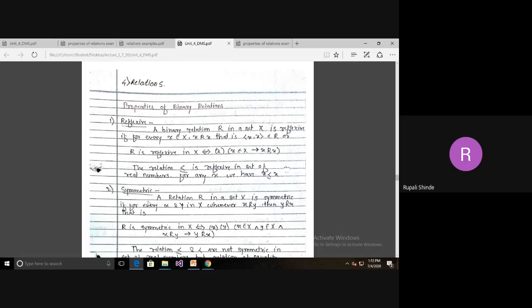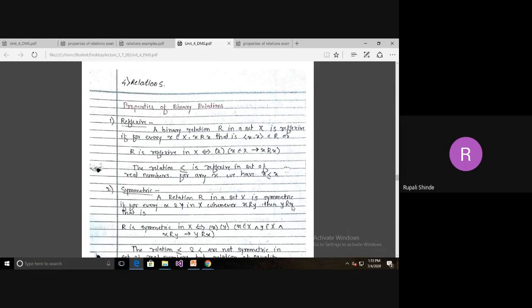Now, second property is a symmetric property. So, a relation R in set X is called as symmetric if for every x, y in set X, whenever x is in relation R with y, then y is in relation R with x. So what is the meaning of this property?